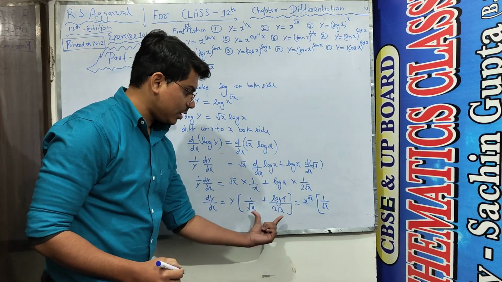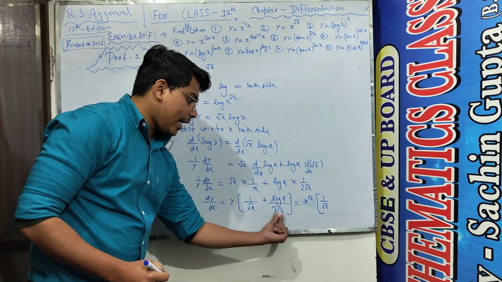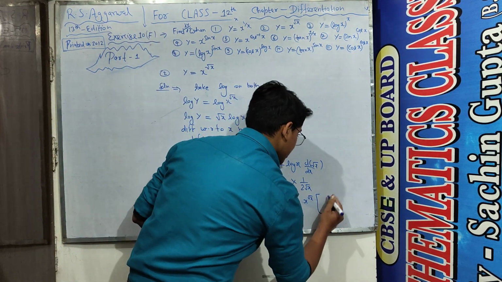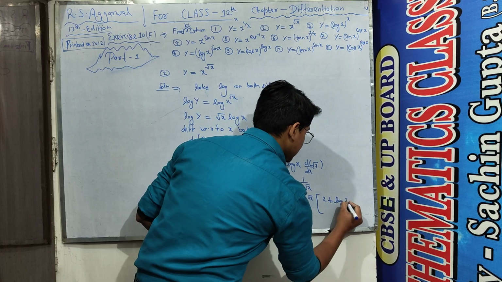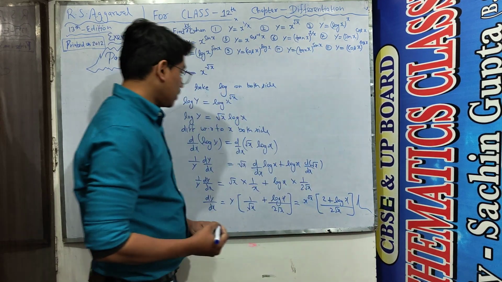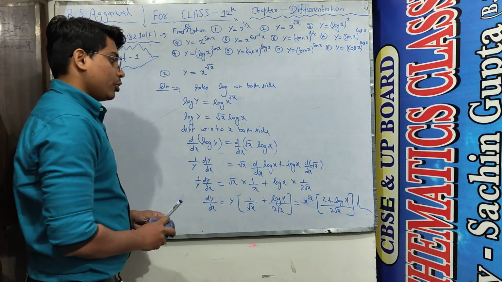In both these terms, if we take the LCM, the LCM is 2 root x, and this 2 is multiplied here, so it becomes something like (2 plus log x) divided by 2 root x. This is our answer of question number 2.